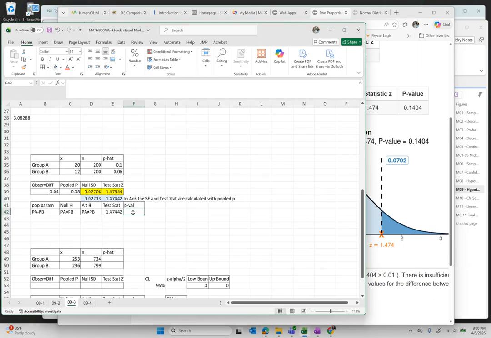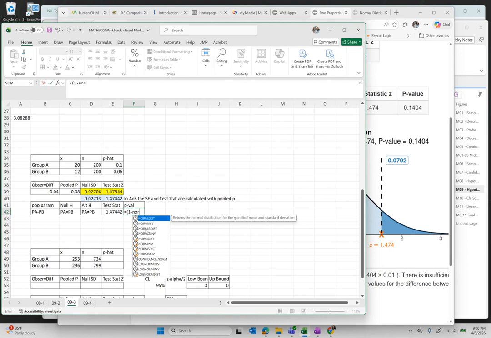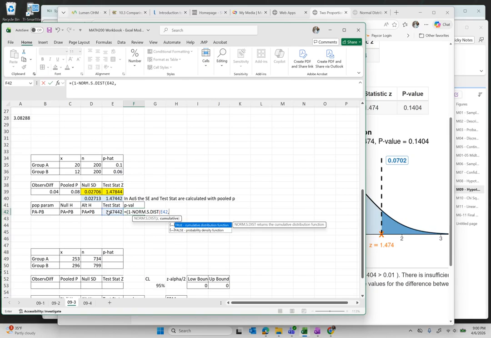So the p-value will equal 1 minus, and I want the NORM.S.DIST, which is the standard normal distribution. It will return the standard normal distribution with a mean of 0 and standard deviation of 1. So I want this. It tells me what is the z-value. It is equal to this test statistic, comma. Do you want it to be cumulative? The answer is yes, I do. So true.